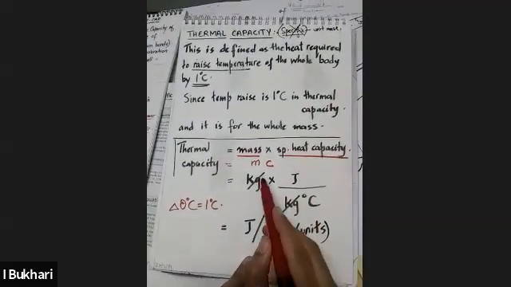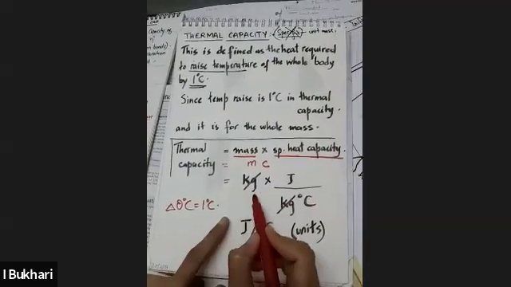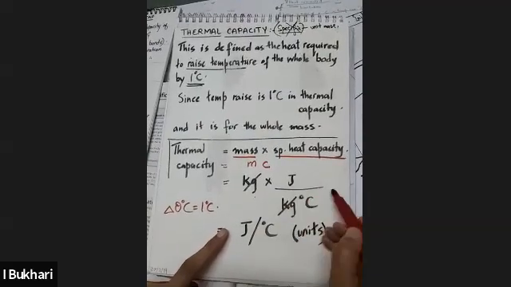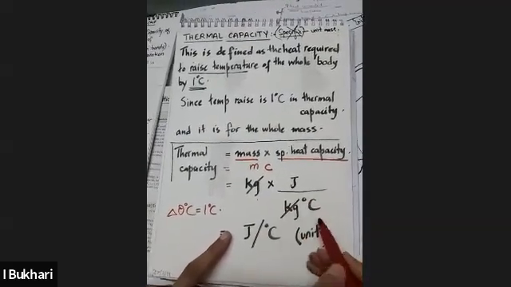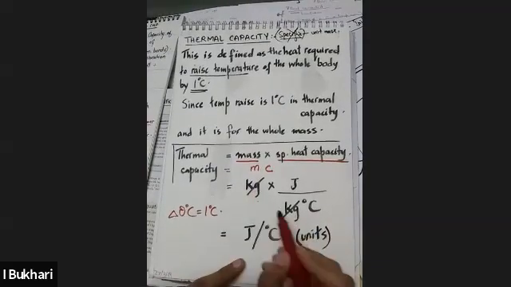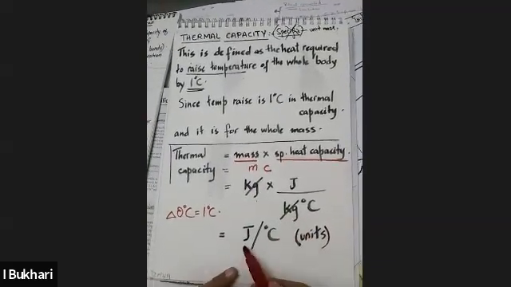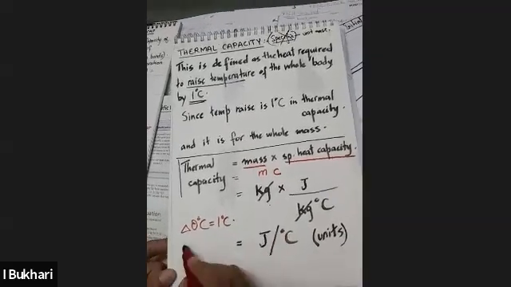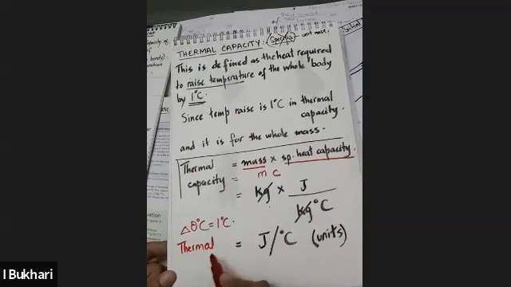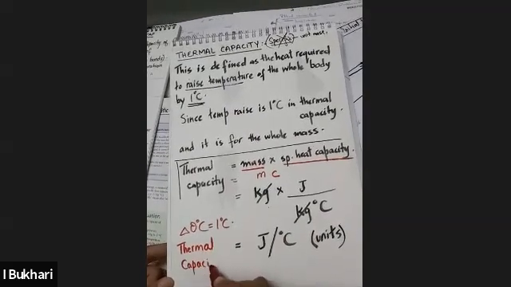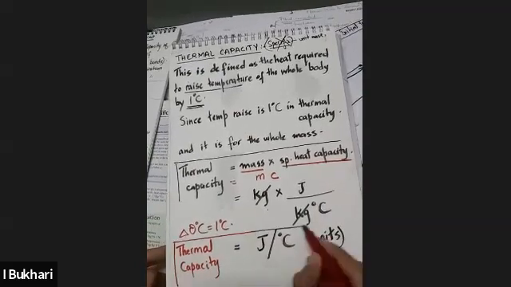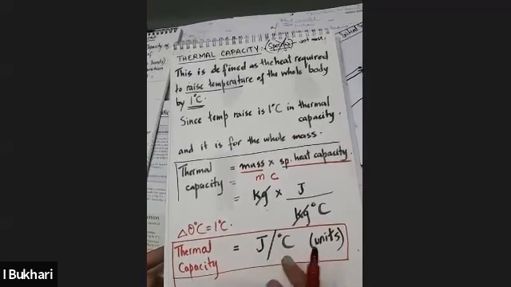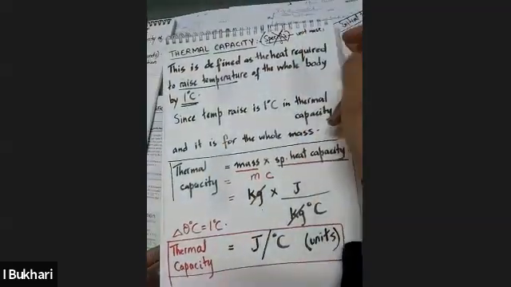And if you work out the units, mass is in kilograms, specific heat capacity, we figured out the SI units were joules per kilogram degree Celsius, right? Agreed? Kilogram will get canceled. And so you will be left with joules per degree Celsius, which is the SI unit for thermal capacity. This is the SI unit for thermal capacity, joules per degree Celsius. Okay, there is no kilogram here. That's why it's not called specific, because no unit mass here.